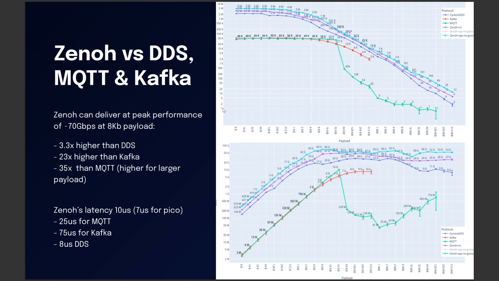performant. So here is a comparison between Zenoh versus DDS, MQTT, and Kafka, which was made by National Taiwan University. The results said Zenoh can deliver at most 3.3 times higher throughput than DDS, 23 times higher than Kafka, and 35 times higher than MQTT. Furthermore, Zenoh has very low latencies, down to 10 microseconds. These tests were made in a 100 gigabit Ethernet network.